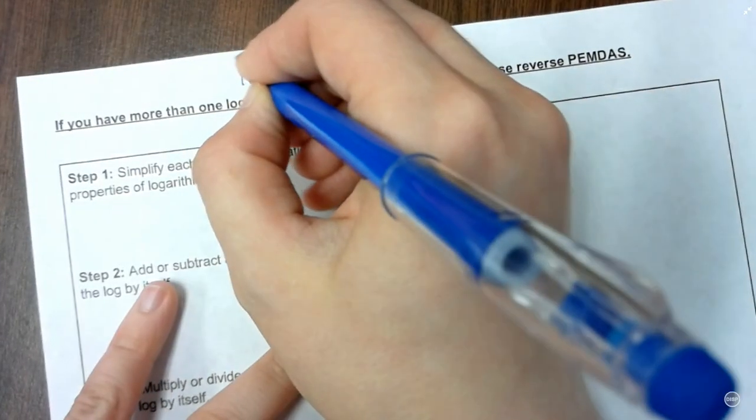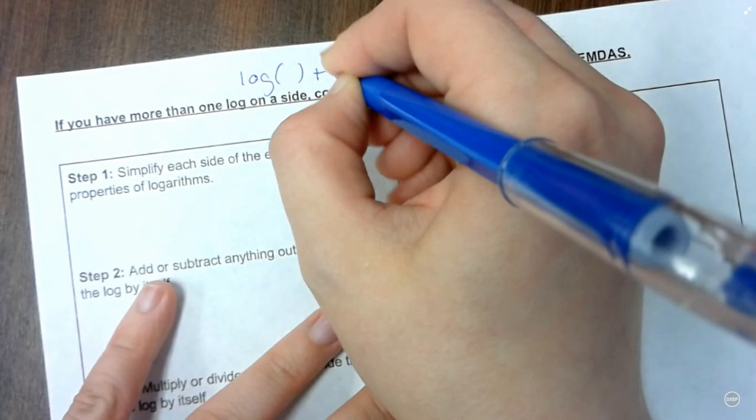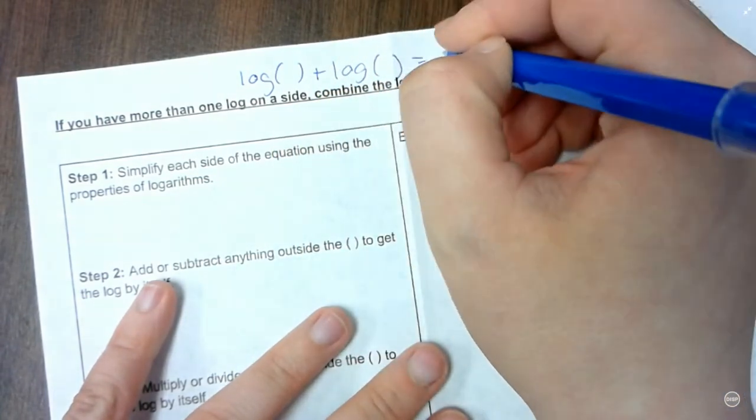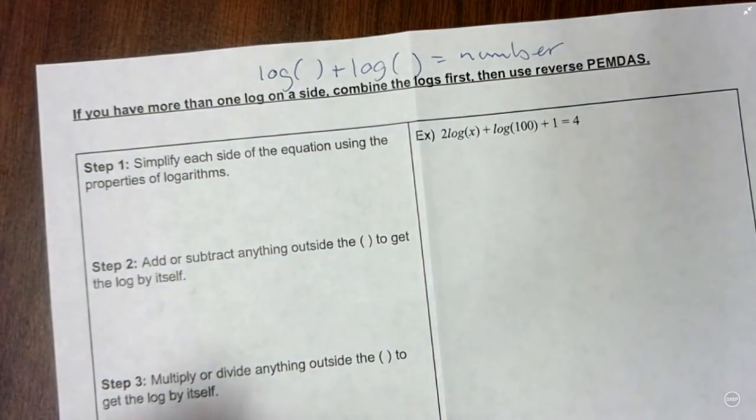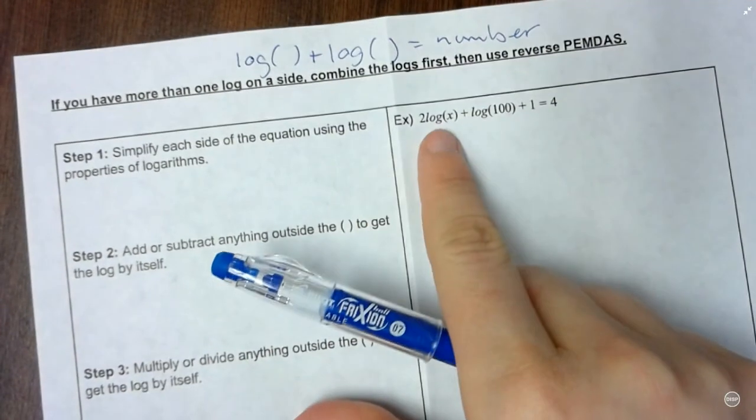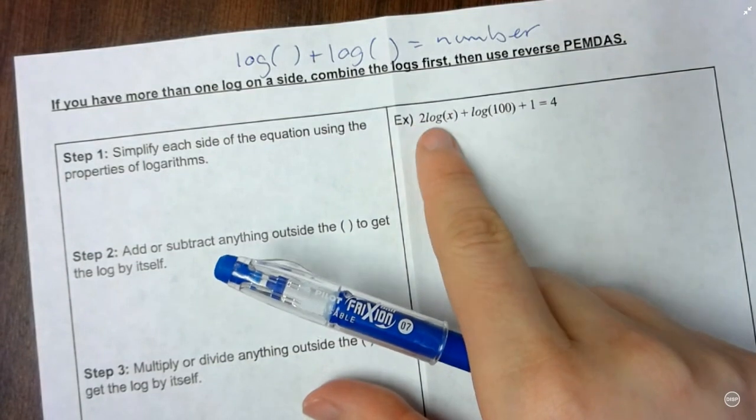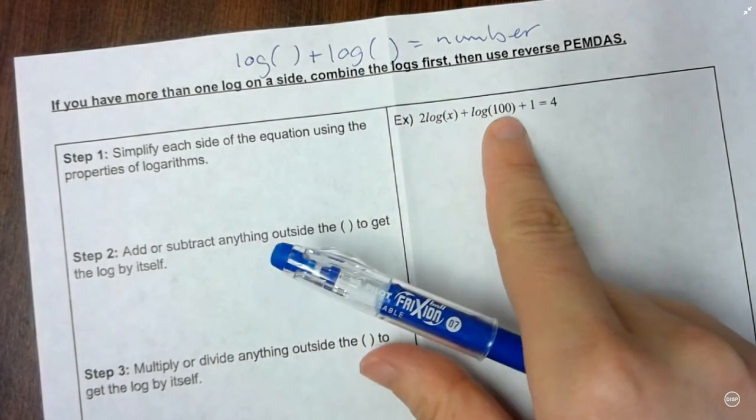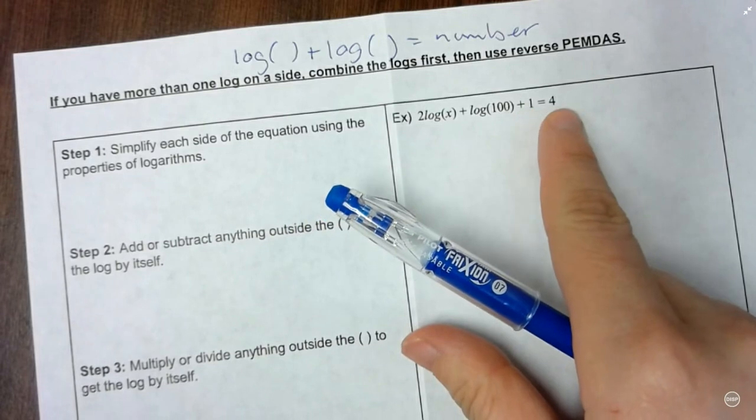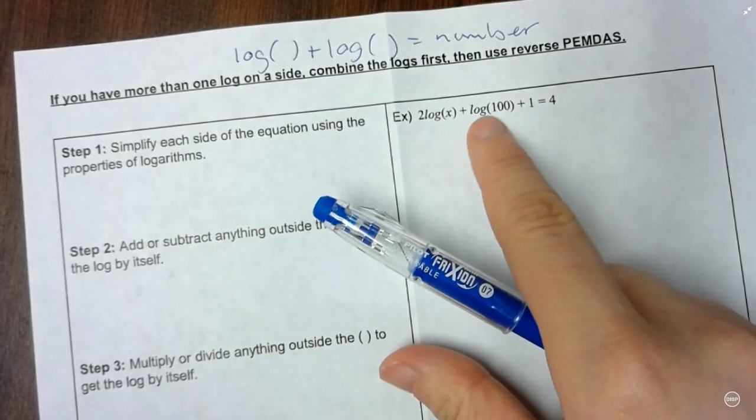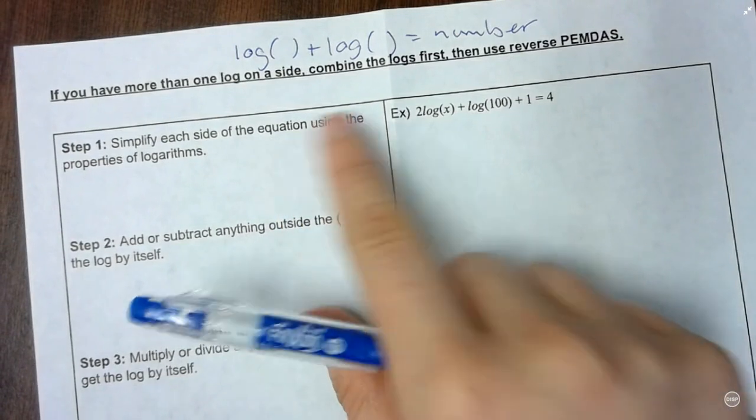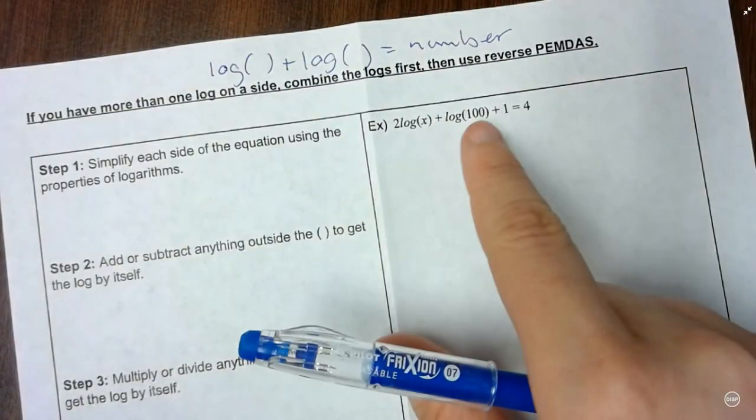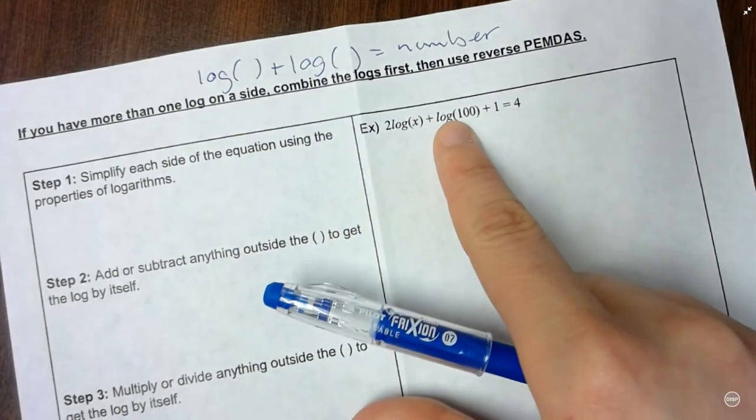So this is in a case where I might have like log of something plus log of another thing, and that equals a number. So something like this is what we're talking about. So take a look at number 1. I've got 2 log of x plus log of 100 plus 1 equals 4. Now this right here you could just turn into 2. Log of 100 is 2. But we're going to go ahead and practice using the properties. And then just be aware that sometimes there's more than one way to do it.